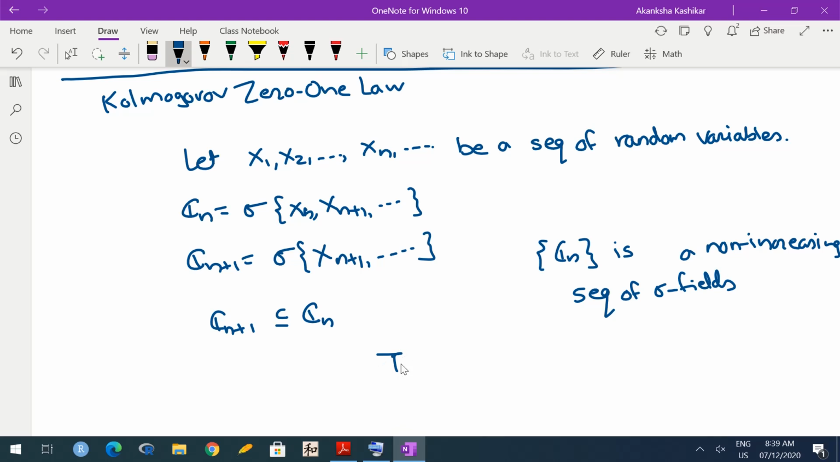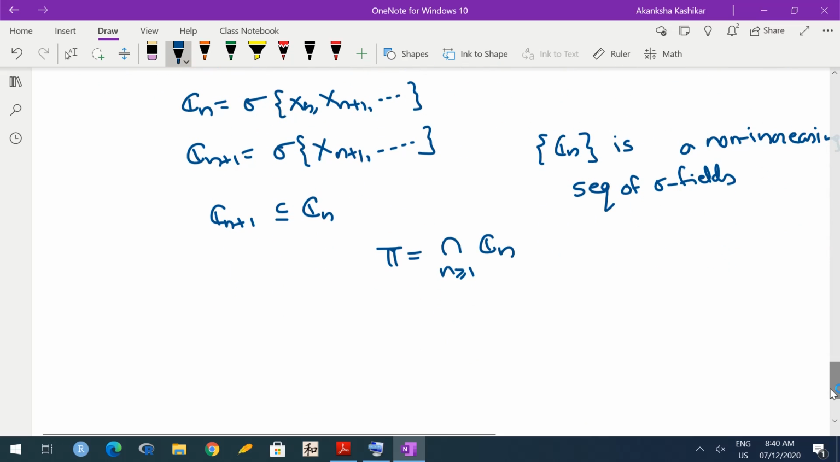So what would be the limit? The limit would be the intersection. Let me define script T as the intersection over Cn's, n greater than or equal to 1. Since it is decreasing, the intersection is its limit. And because every Cn is a sigma field, and the intersection of sigma fields is a sigma field, this T is also a sigma field, and it is known as the tail sigma field.